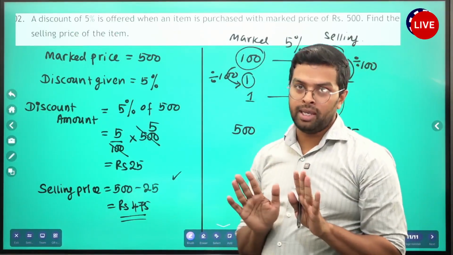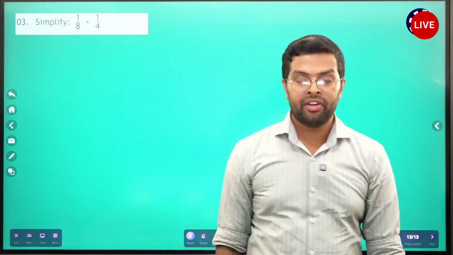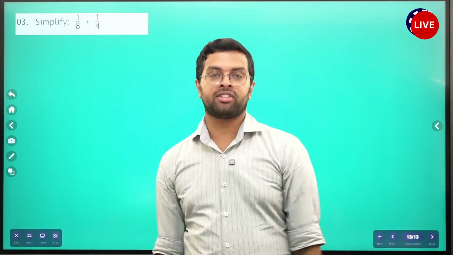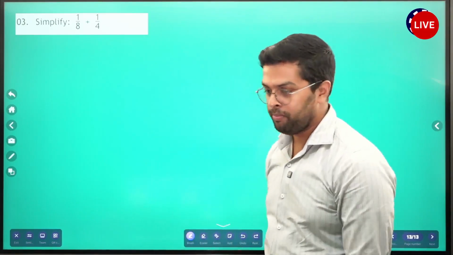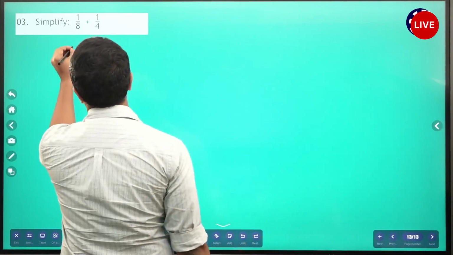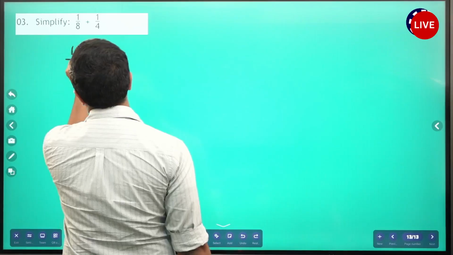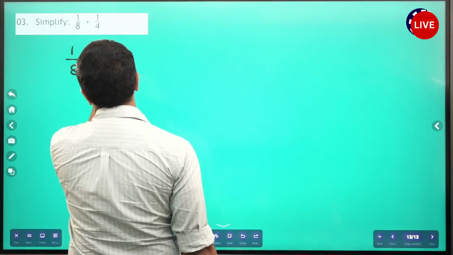Got it? Clear? Moving on to another very easy question, fractions. Adding fractions together. We have to add two fractions, 1 over 8 and 1 over 4.